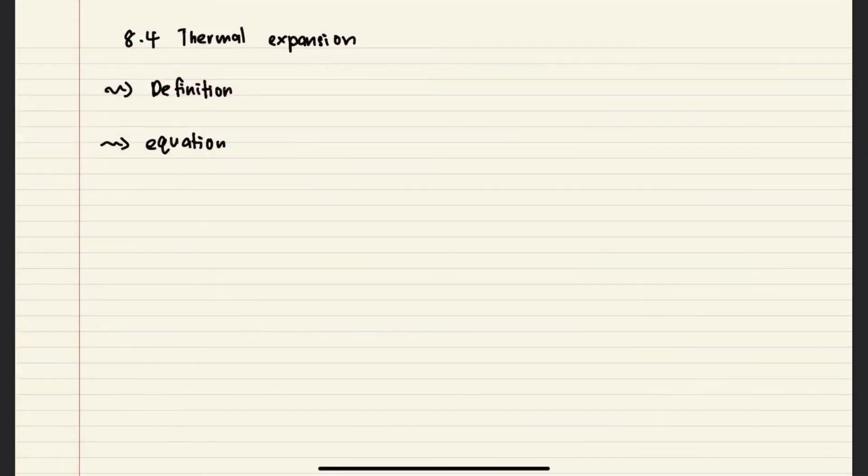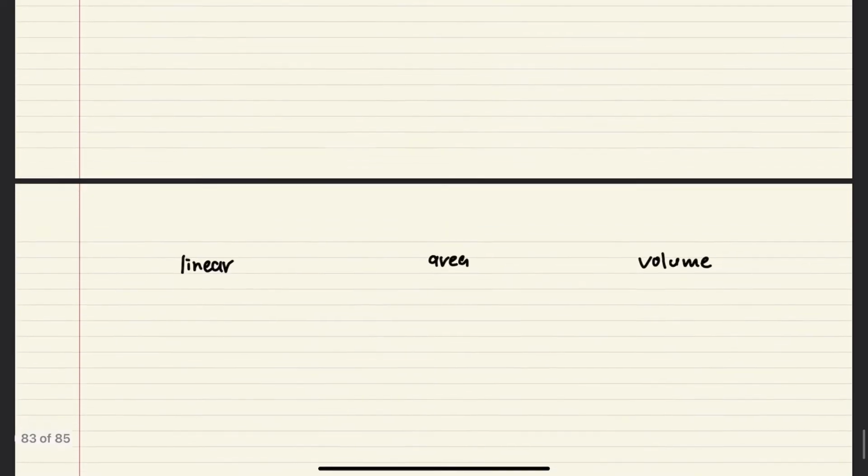Okay, so the last subtopic in chapter topic 8 is thermal expansion, which is 8.4. In this chapter, you have to know about two things: one is the definition, and one is how to use the equation. So basically, for thermal expansion, we will discuss three types of expansion: one is linear, another is area, and another is volume.